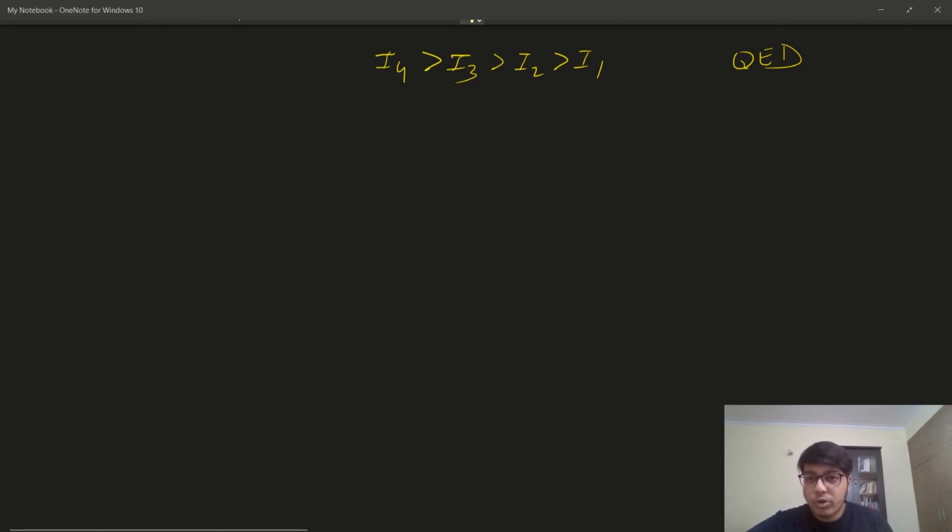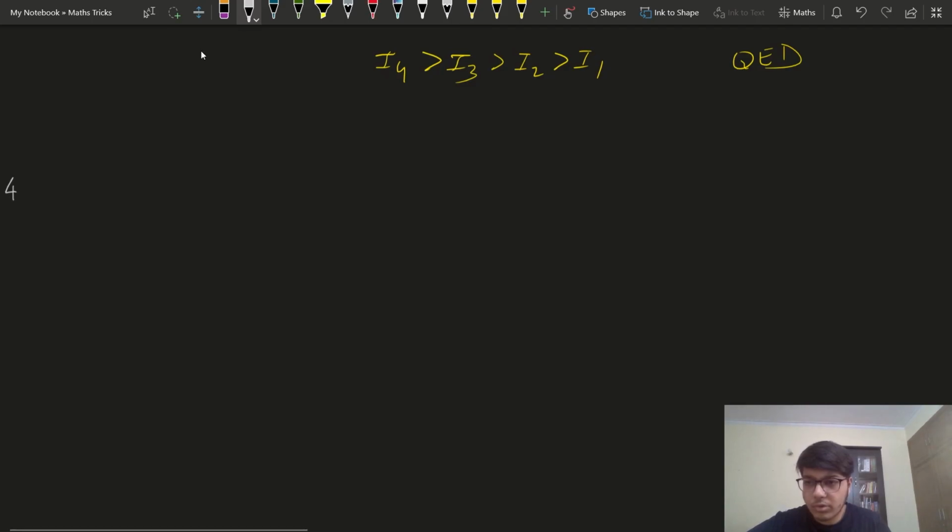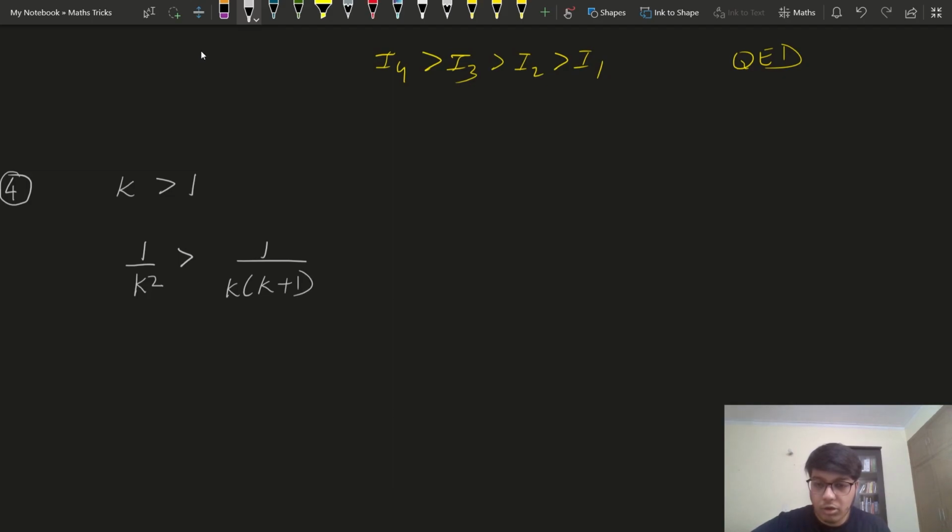Okay, now let's move on to the next trick. Fourth, I believe, 3 होगी ना. Let's say k is greater than 1. ठीक है, तो 1 by k square जो है, this is greater than 1 by k plus 1. डिनोमिनेटर हमने बढ़ा दिया ना, फ्रैक्शन कम हो जाएगा. ये बेसिकली k इंटू k ना, ये बड़ा कर दिया, और इसको छोटा करना है, डिनोमिनेटर छोटा करना है, तो 1 by k minus 1.